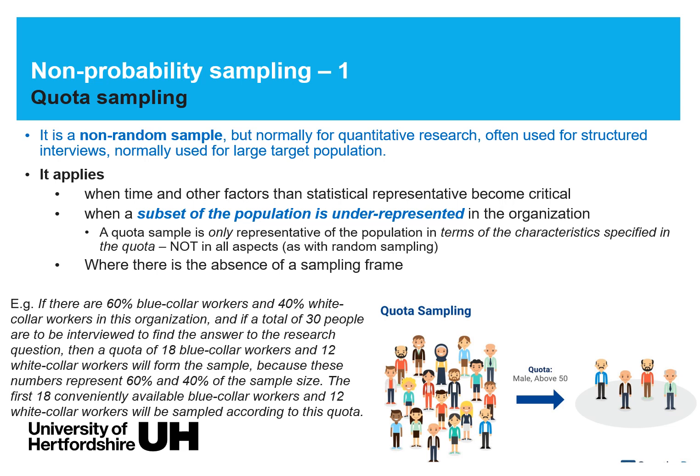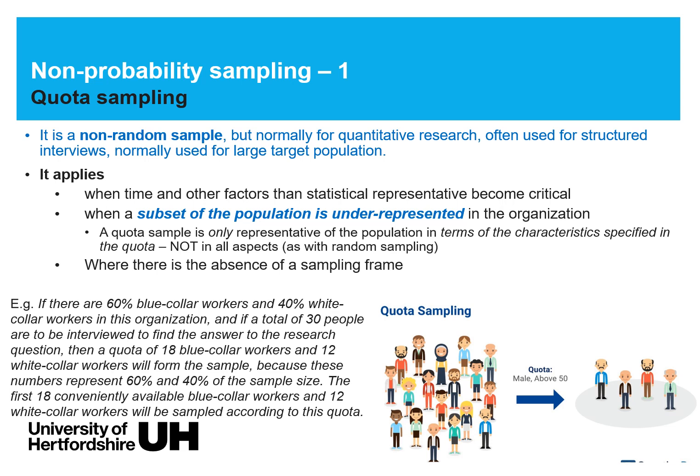If you can see the image on this slide, for quota sampling within organizations and their employees, the quota could be male employees about the age of 50. I hope that gives you an idea what quota sampling means. This is where a subset of the population is underrepresented in the organization. So where you're using the quota, you're not looking at the majority of the employees, but at the subset of employees who are underrepresented.